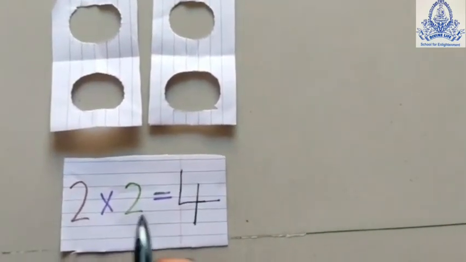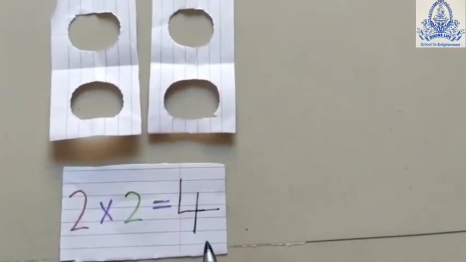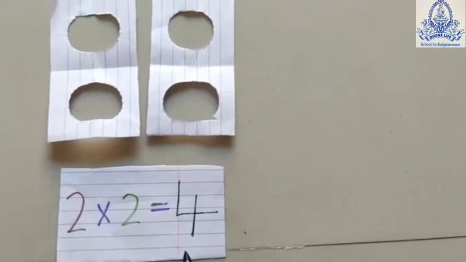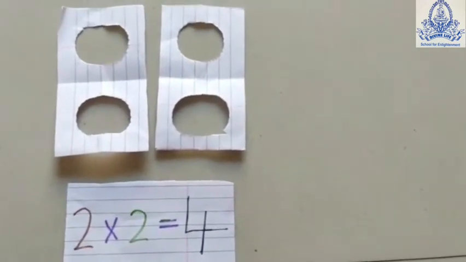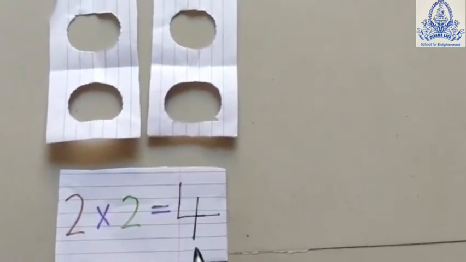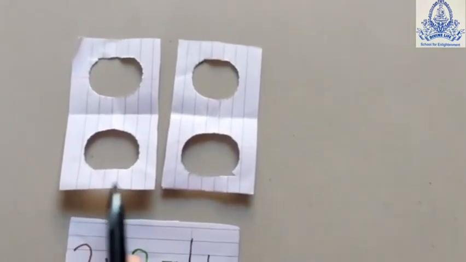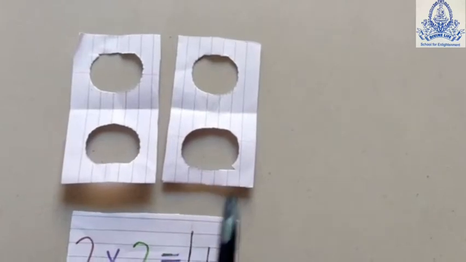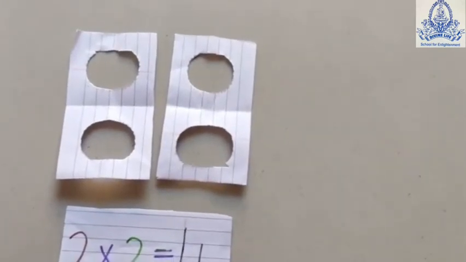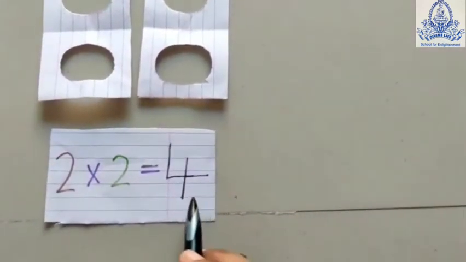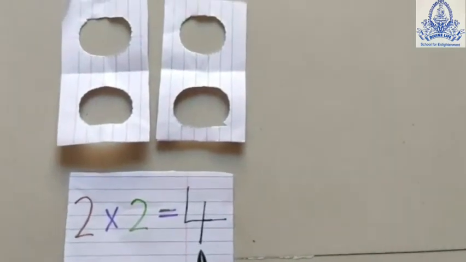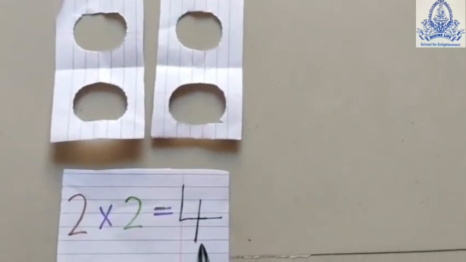4. 2 2s are 4. 4 is the product here. What is the 4? 4 is the product. The number which we get by multiplying 2 numbers is called product. What is it called? Product. Okay.